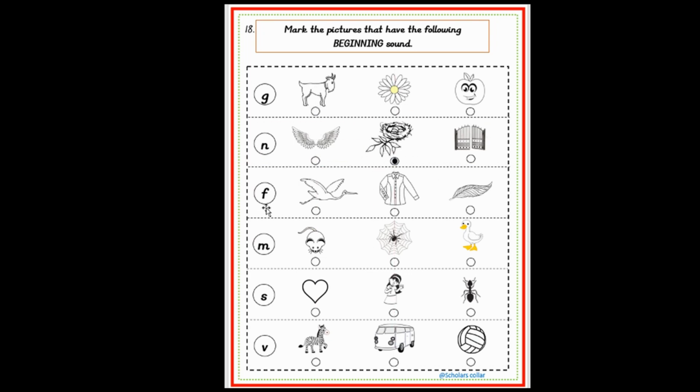We have F. So that's feather. So we have feather. So then we have mice or mouse. We have sing. Okay, so you're going to go mark sing. And then we have van.